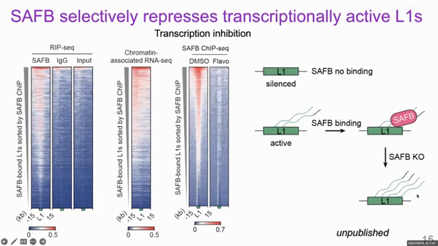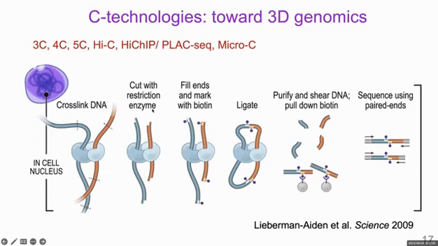Next, we want to explore the role of CELL B and LINE1 in chromatin structure. We used the C-related technologies, especially Hi-C. In Hi-C experiments, the cells are first cross-linked with formaldehyde to freeze the chromatin structure. Then restriction enzymes are used to digest the genomic DNA into pieces, but the DNA ends that are close to each other will be filled and marked with biotin and ligated together. So only DNA that are close to each other can be ligated.